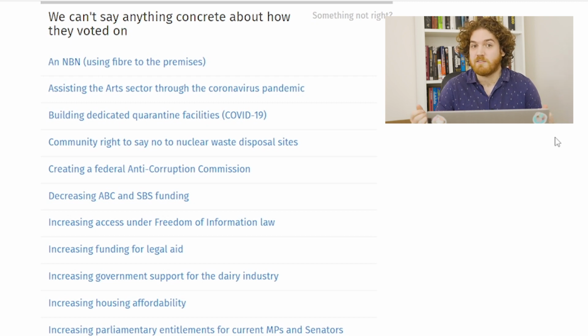We do know, actually, fun fact, that a federal ICAC bill passed a few years ago in the Senate. That was a Greens bill that was introduced and was given support by Labor. The Coalition in the Senate voted against it. But because Anthony Albanese and Scott Morrison aren't in the Senate, they did not vote on that bill.